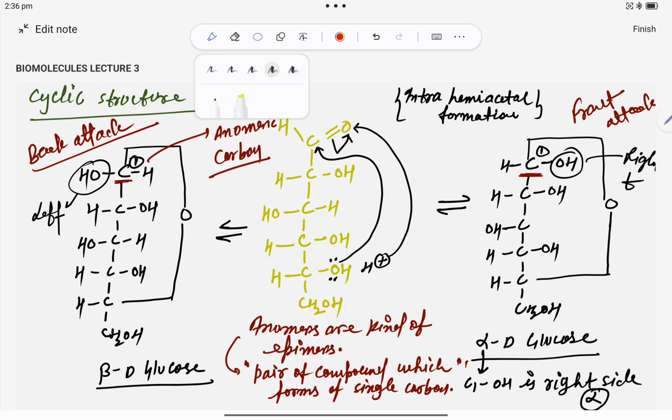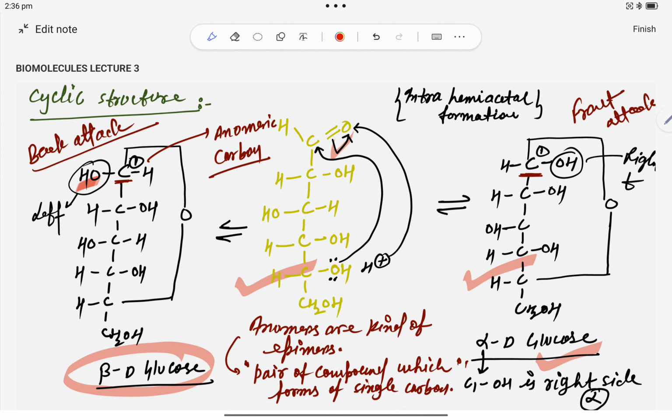So check it once again, I am explaining the whole concept. This is the glucose. Intra-hemiacetal formation, OH will be attached, oxygen electrons shifted, then this species you are getting, OH is on the right side, then it is alpha D glucose, and that is front attack. If attack is from the back side, then OH will be on the left side, it will be beta D glucose, and both species are anomers. Anomers are kind of epimers, that means a pair of compounds which differ at a single carbon.